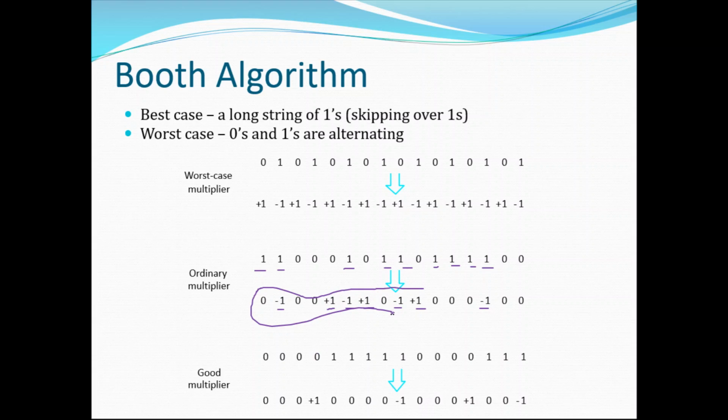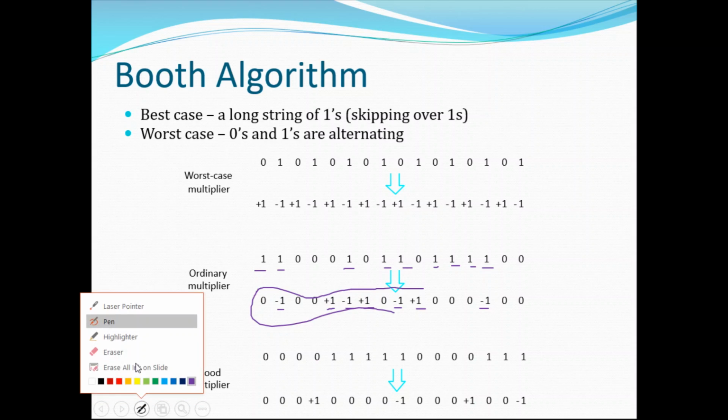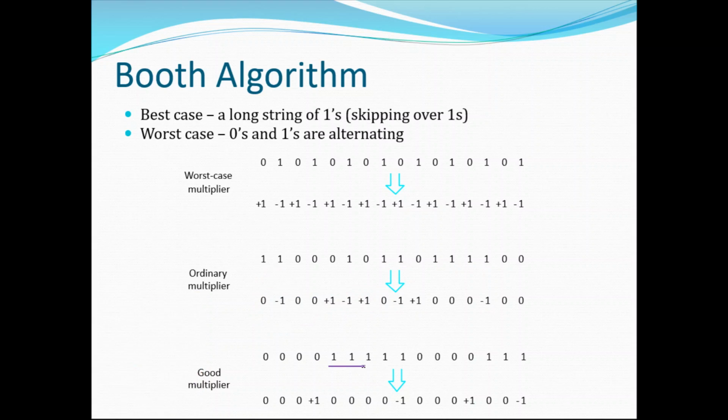But in this case you can see there are consecutive ones: five consecutive ones, and again three consecutive ones. Assuming a 0 at the rightmost, 0 1 becomes minus 1, 1 1 is 0, 1 1 is 0, 1 0 is plus 1, 0 0 is 0, 0 0 is 0, 0 0 is 0, 0 1 is minus 1, 1 1 is 0, 1 1 is 0, 1 0 is plus 1, 0 0 is 0.